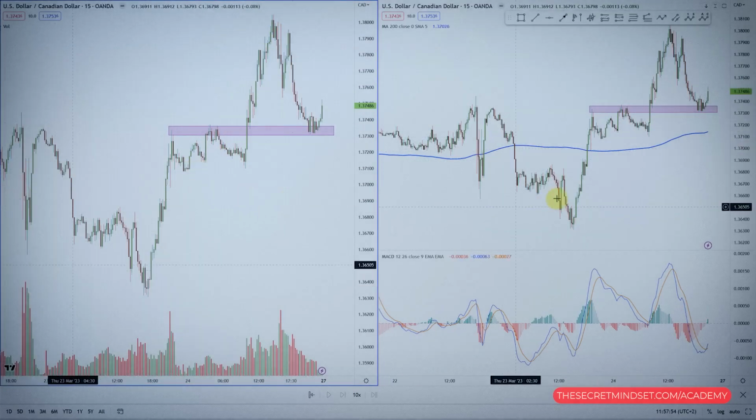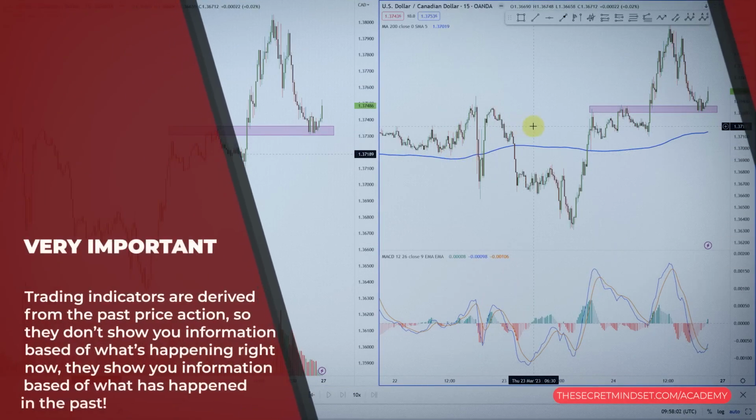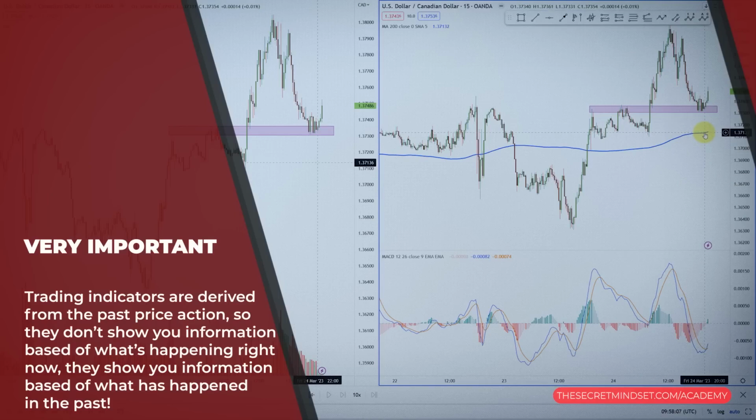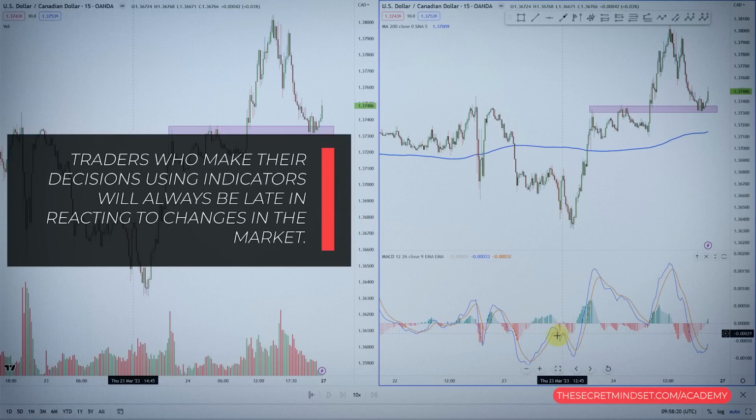The same is true when trading with indicators. If you apply 4 or 5 indicators and 5 moving averages on a chart, you can quickly clutter up your screen. Remember that trading indicators are derived from the past price action, so they don't show you information based off what's happening right now. They show you information based off what's happened in the past. The reality is that traders who make their decisions using only indicators will always be late in reacting to changes in a market. But indicators are still useful because they provide reference points on plain charts.